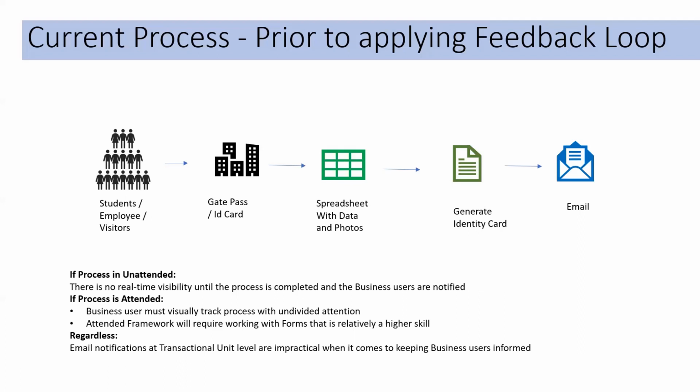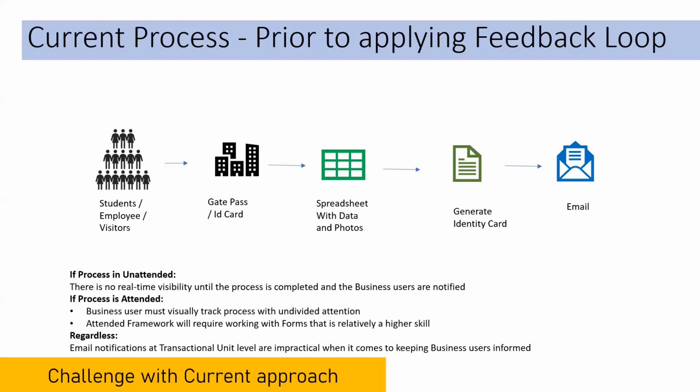But the problem here is, what happens if my Excel has 1000 records? The person who is the owner of this process does not know what is happening with which ID. Is ID number 1 successful or not? He does not have any idea, because he has to wait until the entire operation is completed.